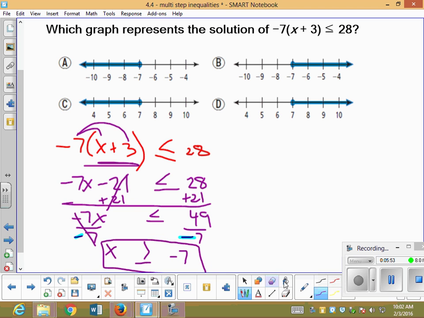Now, which graph matches that? So we know it should be at negative 7, so I can eliminate this because that's not at negative 7. I can eliminate this because that's not at negative 7. These two are, but which one is pointing in the correct direction, which is to the right? And that is B. So the answer to this would be B because it's pointing to the right.